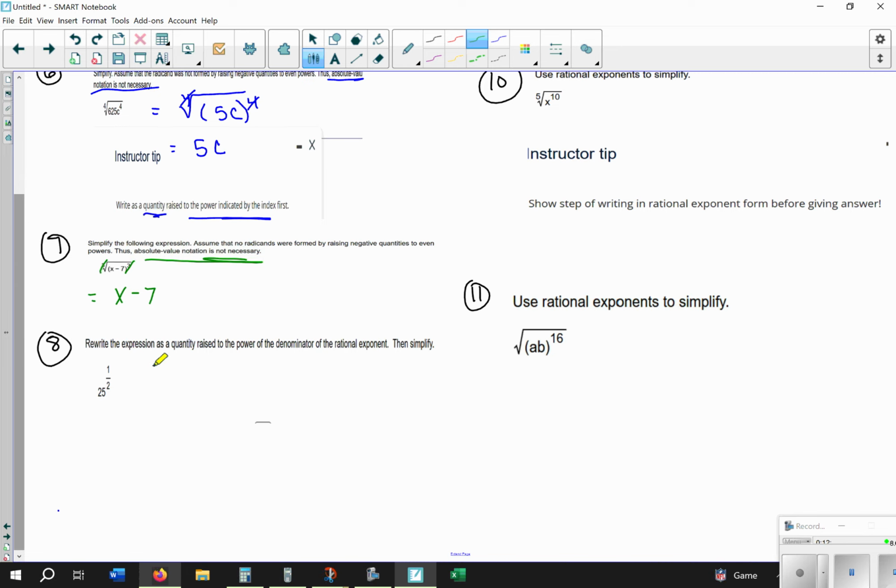Okay, 8. Rewrite the expression as a quantity raised to a power of the denominator in the rational exponent, then simplify. Okay, so again, this is not just about the answer, it's about the manipulation. The second power undoes the 1/2 power, or 2 times 1/2 is 1.